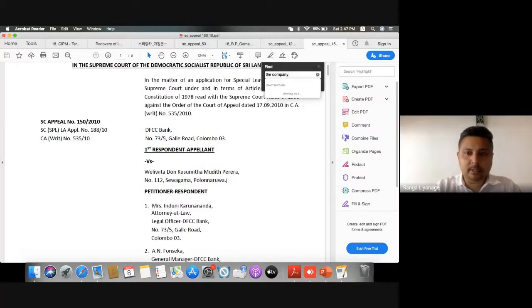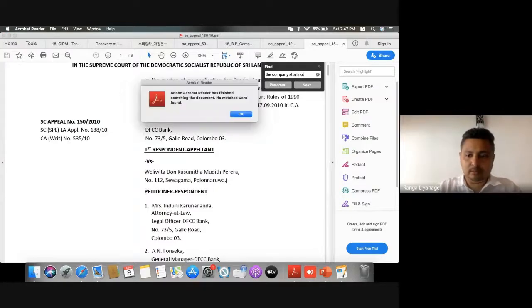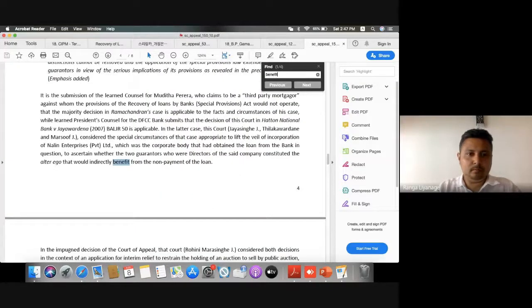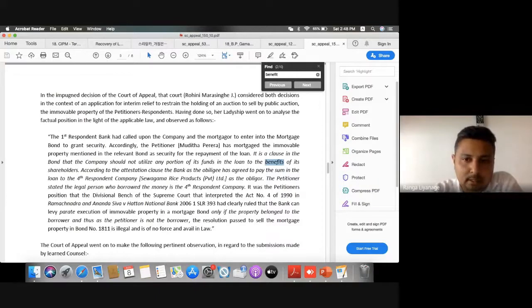The company shall not benefit. Give me a moment. Yes, there was a clause to the effect that the company should not utilize any portion of its funds in the loan for the benefit of its shareholders. So, having said this, you cannot lift the corporate veil, because there it specifically says so. So insofar as the court or anyone can't say the shareholder benefited out of this, you can hold this as a third party mortgage.